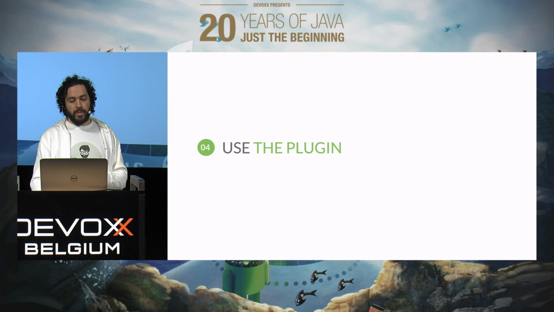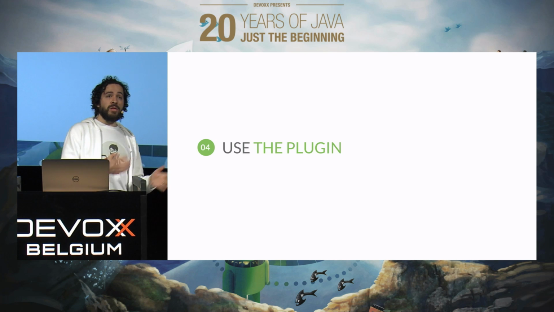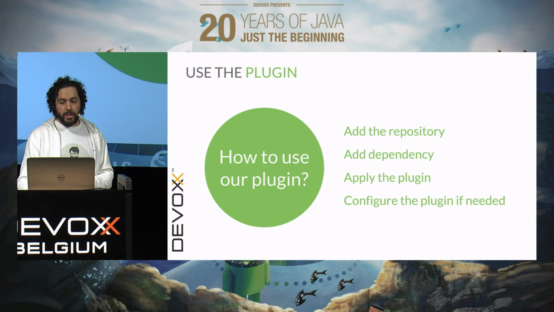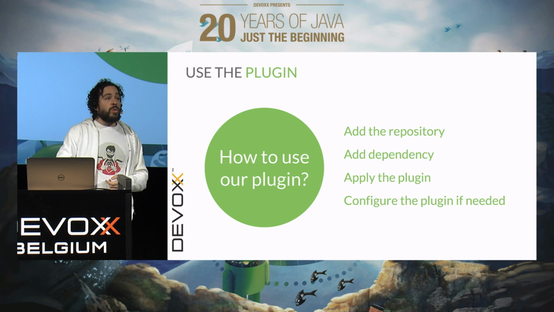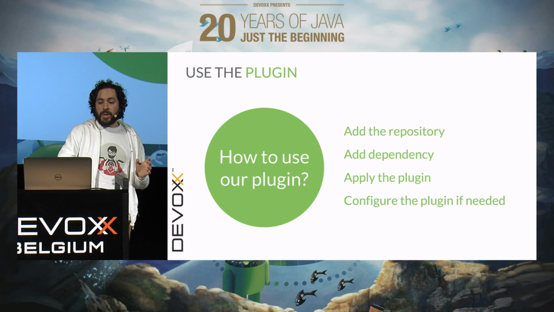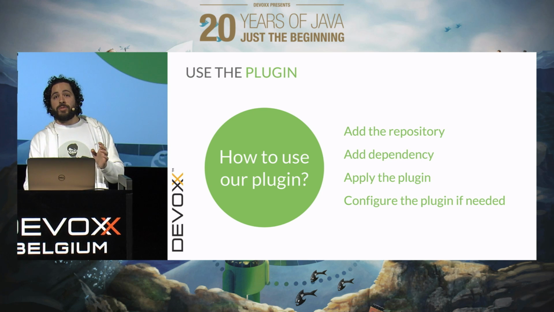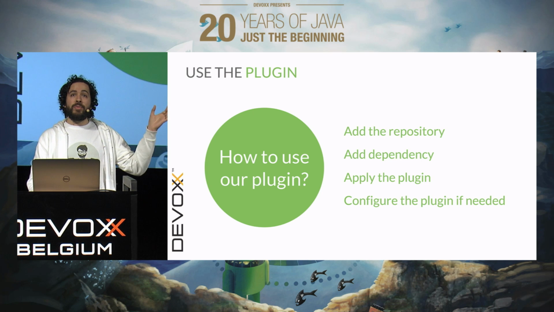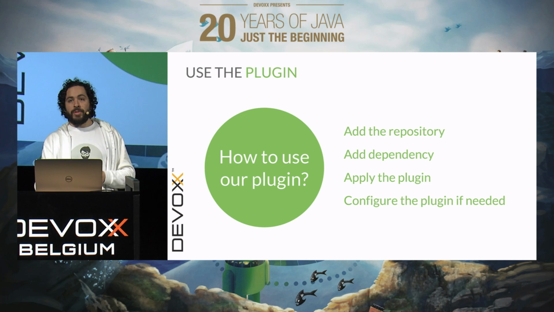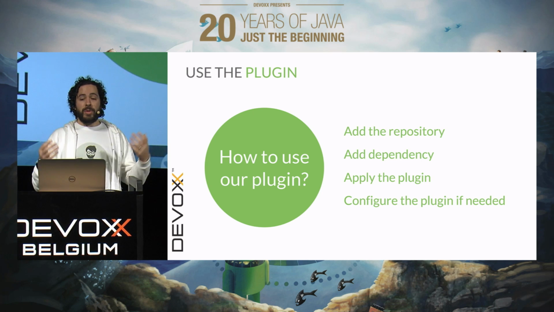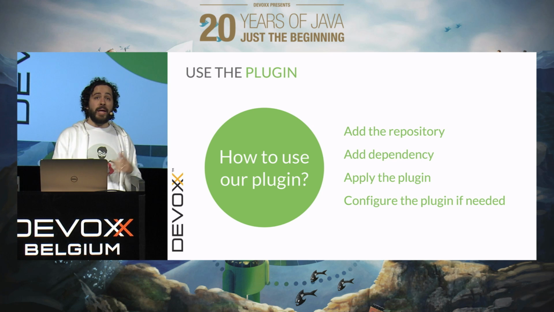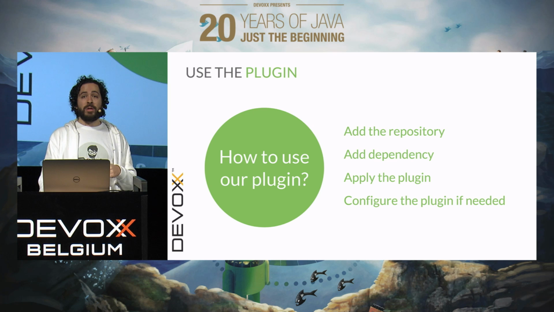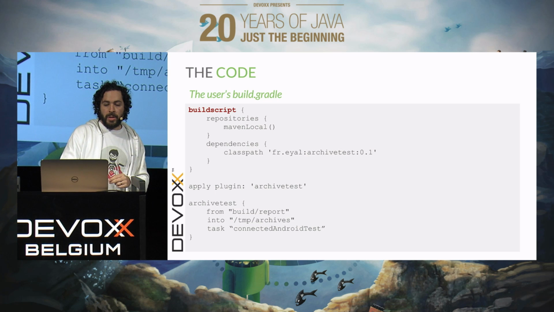Okay, so now our project is ready, and there is almost everything to be able to run it very simply. So we'll take the place of the user and see how he can use it. How can a user use a plugin? He has to add a repository, the repository where your binary is located. Then you add the dependency, like you always do. Then you apply the plugin, and then you configure the plugin if needed. Okay, so that's very simple.